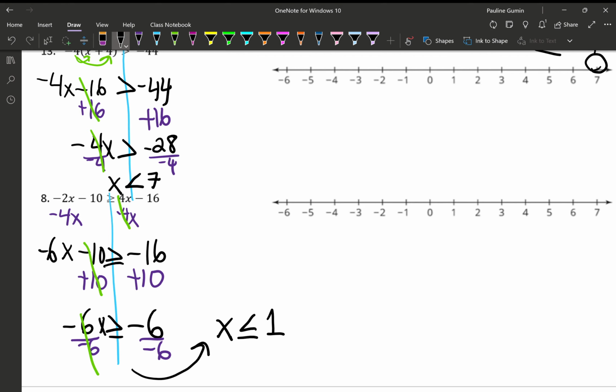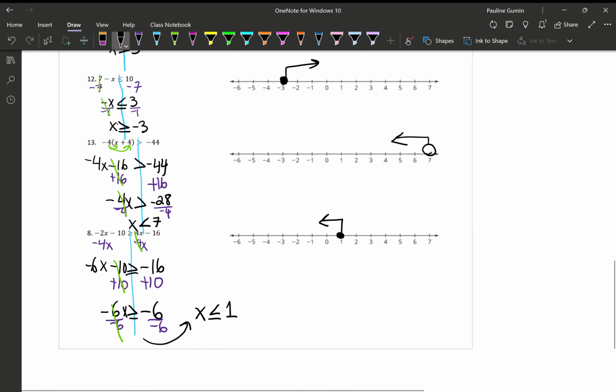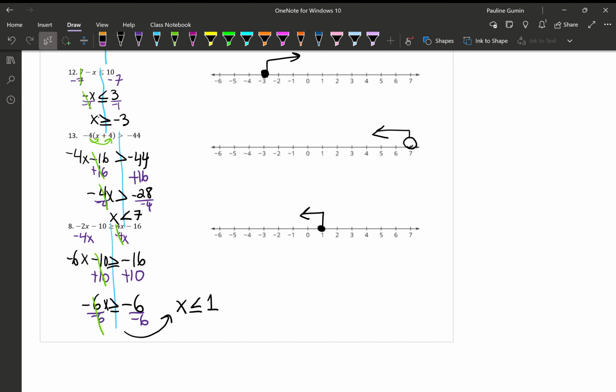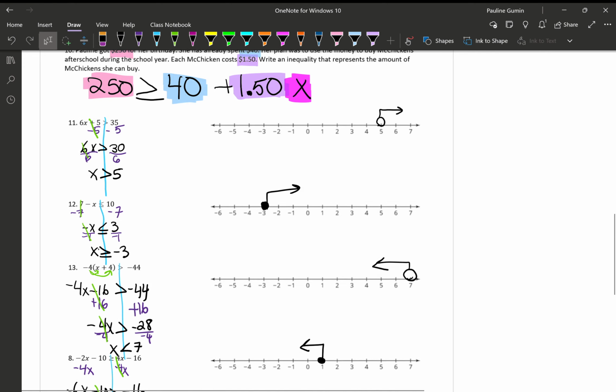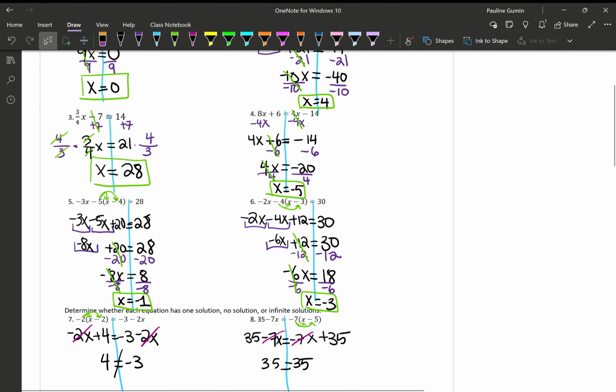We end this problem by dividing both sides by negative 6. Now remember, when we divide by a negative, our symbol flips. I'm going to write this up here. Symbol flips. Negative 6 divided by negative 6 is positive 1. Let's graph it. Positive 1 gets a closed circle on it because we had a symbol with a line underneath it. X is on the pointy end, which means X is less, so arrow to the left.